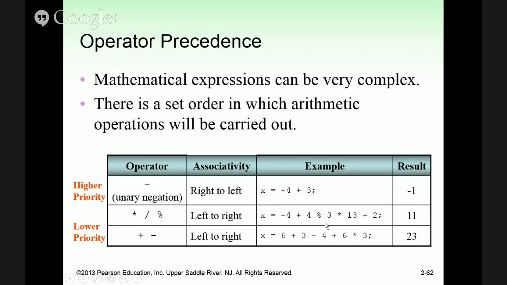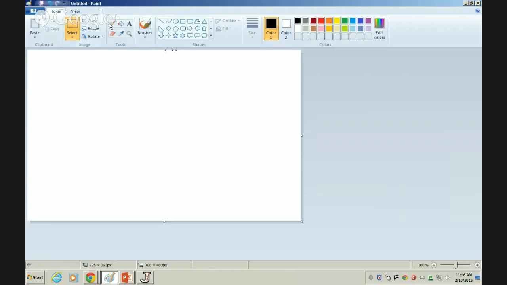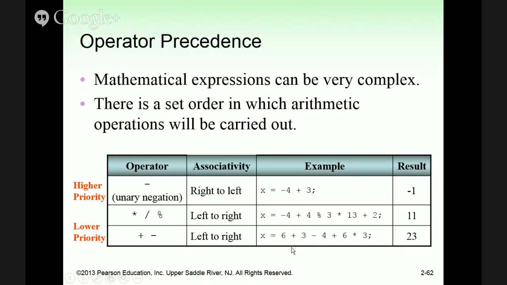Then we have to multiply that 1, the result of this, times 13. So 1 times 13 is what? 13. So then that leaves us with -4 plus 13 plus 2. Let me jot that down over here. So that's -4 plus 13 plus 2. And we can simply add those together. And what do we get? 11. Okay, so that's that one.